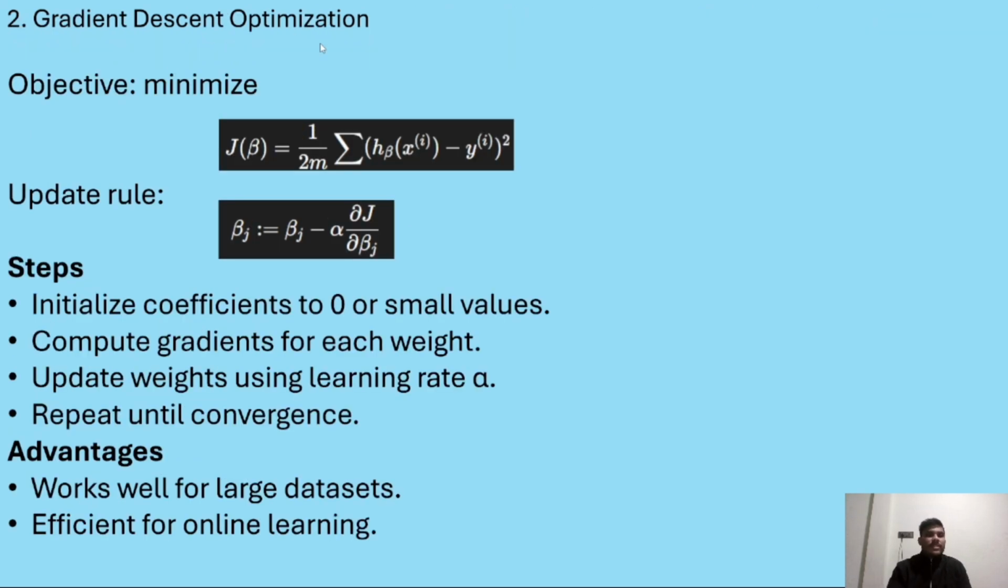Now, gradient descent optimization. The objective is minimizing J of beta equals 1 by 2m sigma (h beta of xi minus yi) whole square. So the update rule: bj equals bj minus alpha times the partial derivative of J with respect to beta j. Steps: initialize coefficients to 0 or small values, compute gradients for each weight, update weights using the learning rate alpha, repeat until convergence. Advantages: works well for large datasets, efficient for online learning.